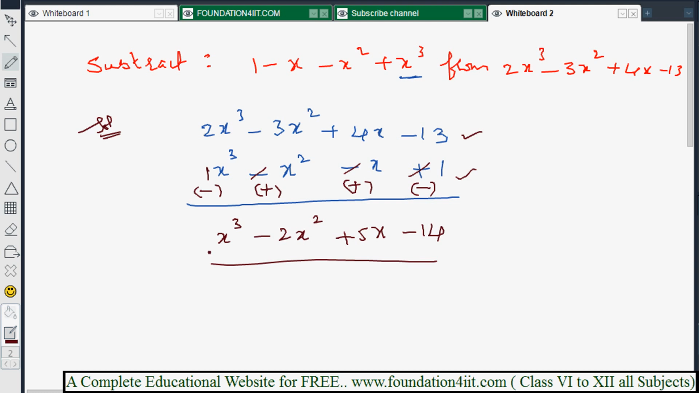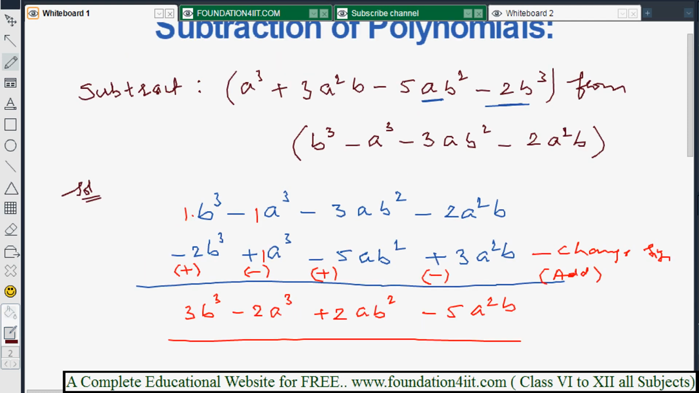The only condition is we need to arrange them column-wise with the like terms in the same column. Then just add the first and the new polynomial, and you'll get the answer. Okay. This way you can do subtraction of two polynomials.